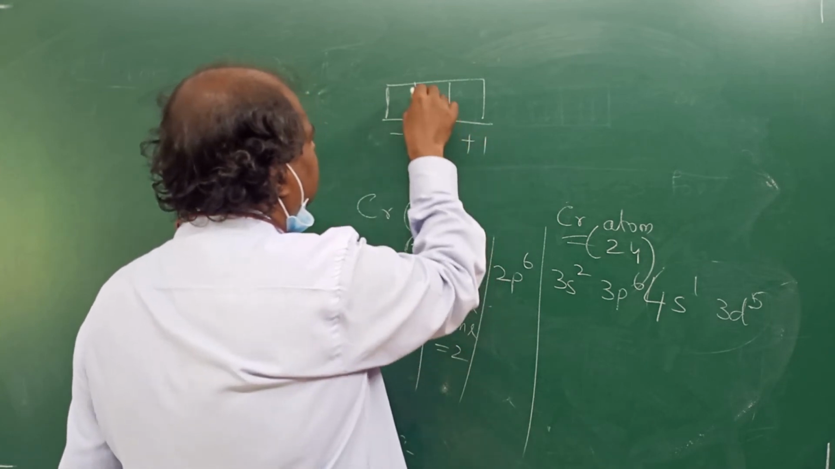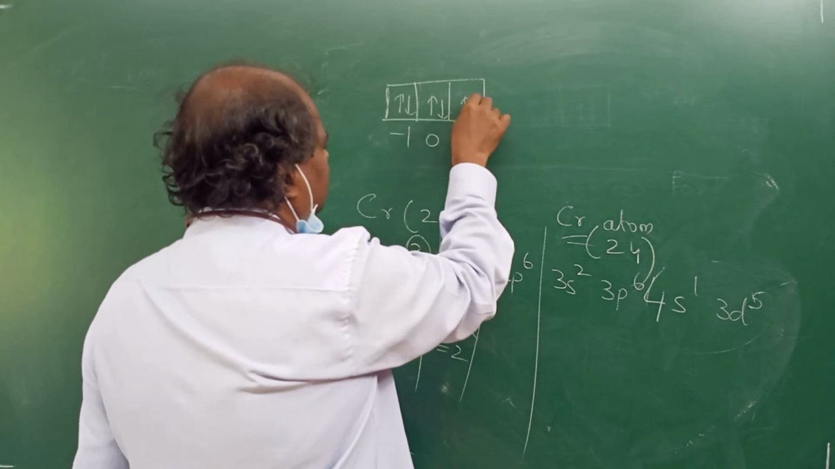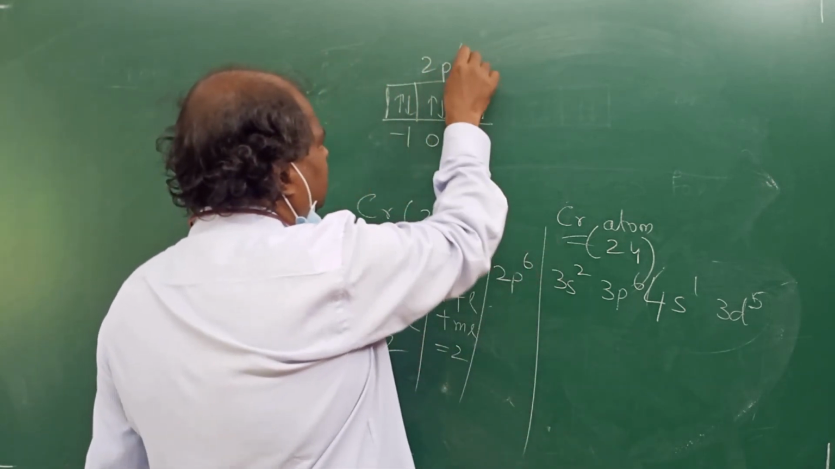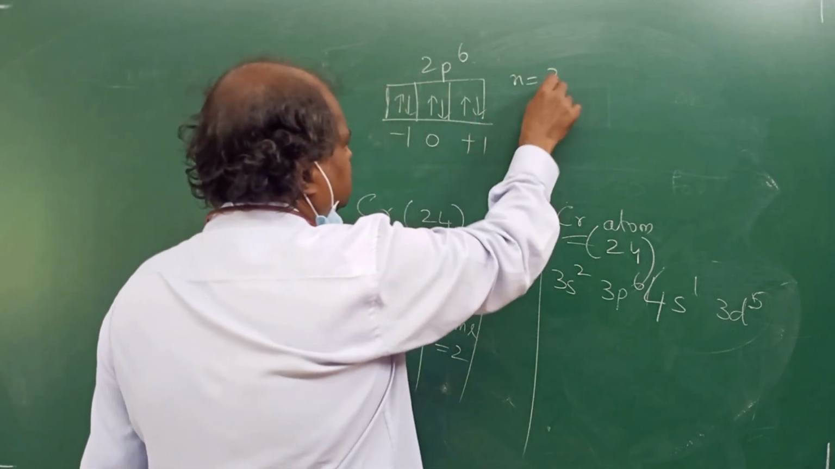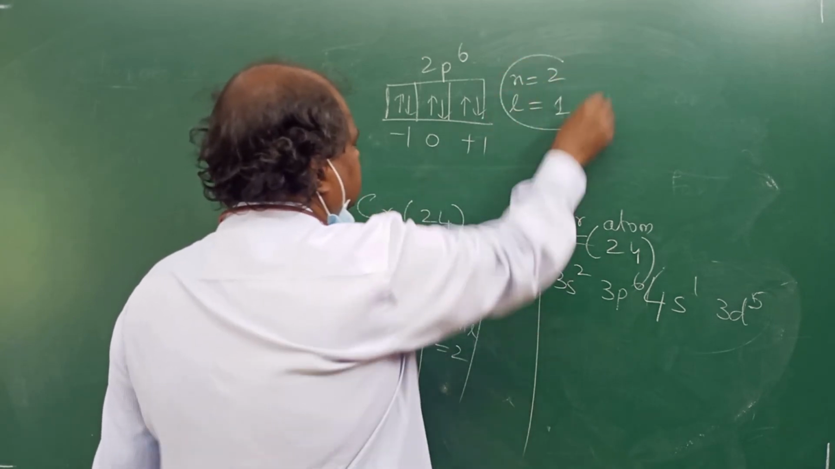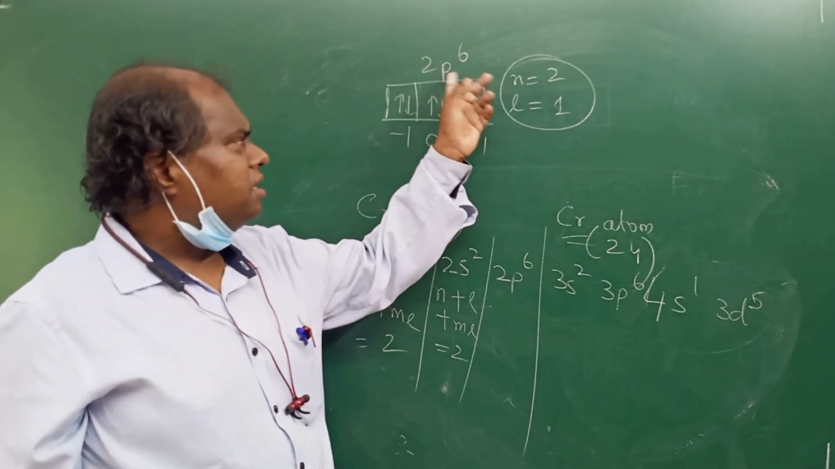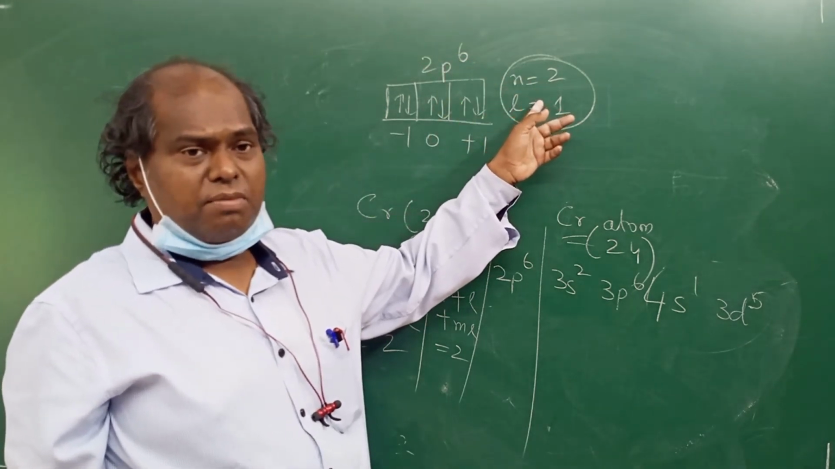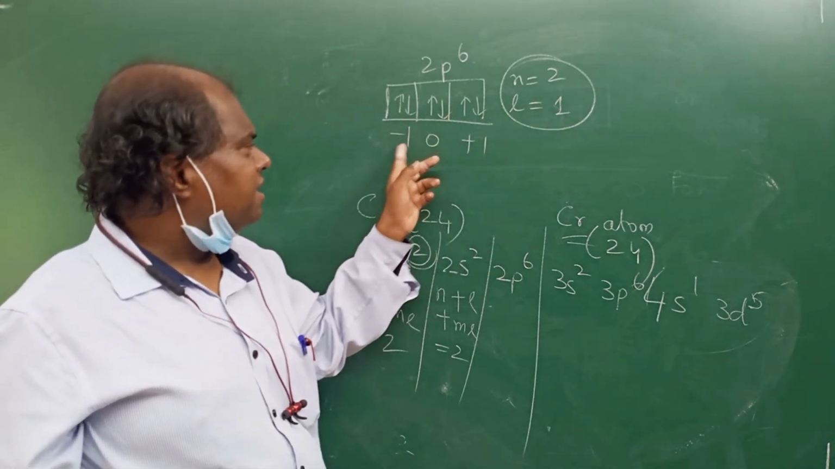-1, 0, +1. Okay. So you will have, and remember, 2p. Now students tell me, n value is 2, L value is 1. For 2p6, I'm telling n value is 2, right? P is 0, 1, 1. L value is 1 for p orbital, right? Now what is ml here?